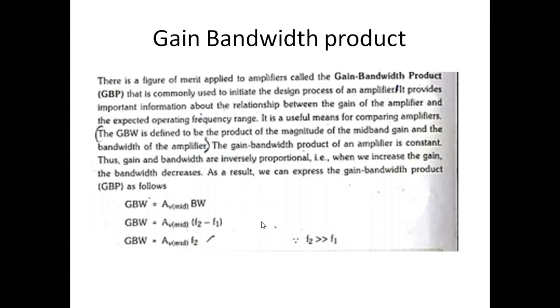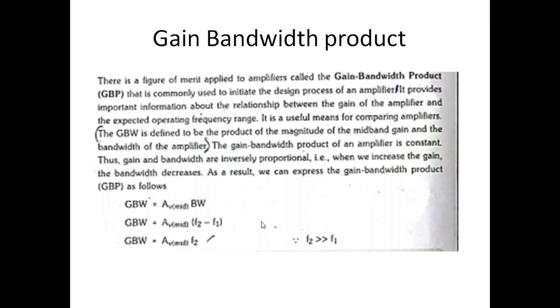The GBW, the gain bandwidth, is defined to be the product of the magnitude of midband gain and the bandwidth of the amplifier. The gain bandwidth product of an amplifier is constant. Thus, the gain and bandwidth are inversely proportional. That is, when we increase the gain, the bandwidth will decrease.